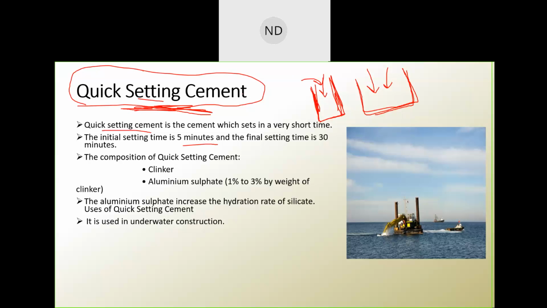So this is your work. That's why it is used in underwater constructions also, where you want only the setting to be done, and strength coming later is fine. It is also used in rainy and cold weather conditions, because it has aluminum sulfate, 1% to 3% by weight, which increases the hydration rate. It hydrates when it mixes with water, generates heat, and then increases the hydration rate of silicate.